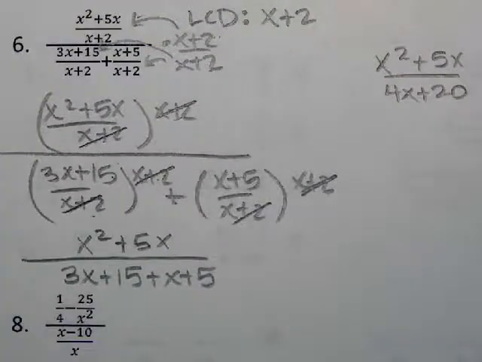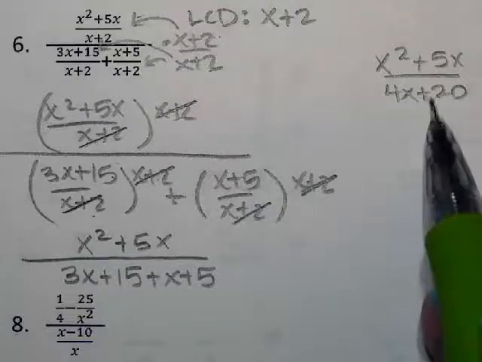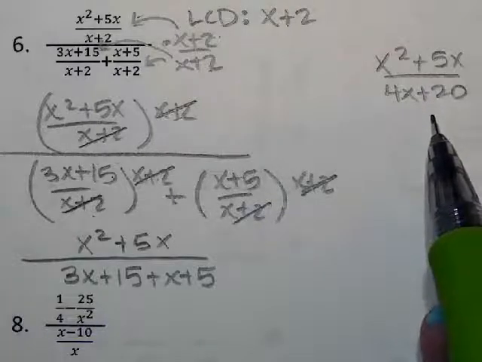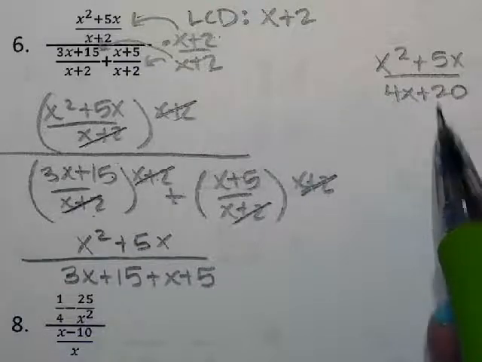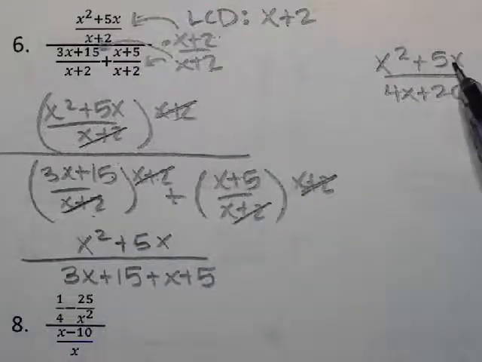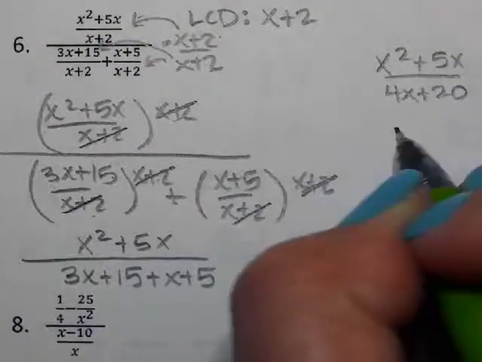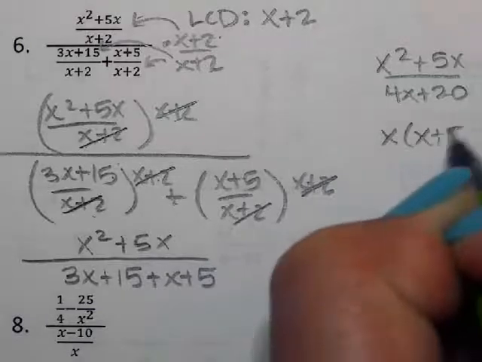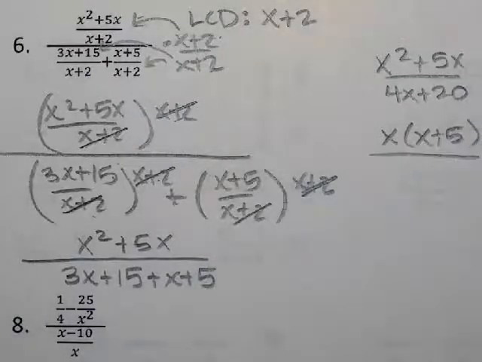So what are we ready to do right now? Factor. And what type of factoring are we doing? GCF. So what's the GCF on the top? x. What's the GCF on the bottom? Then what do we get?